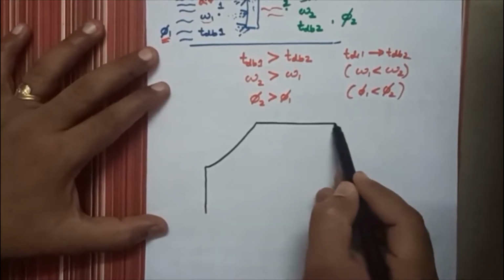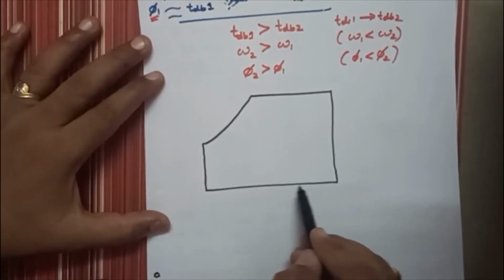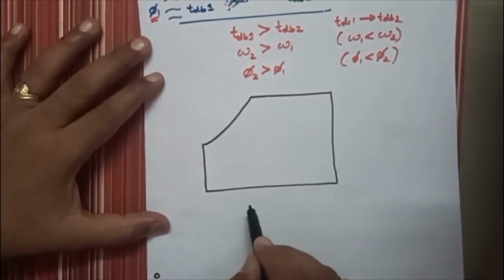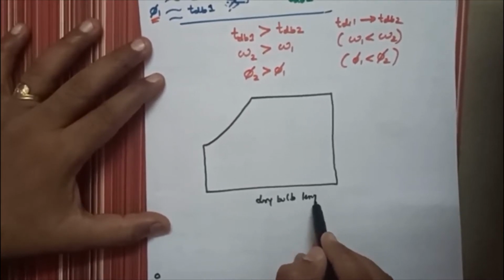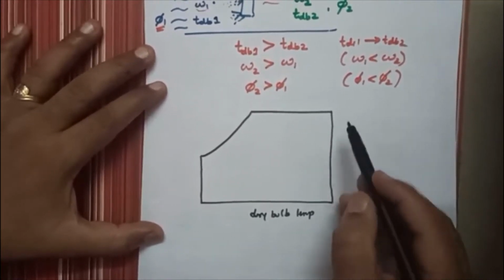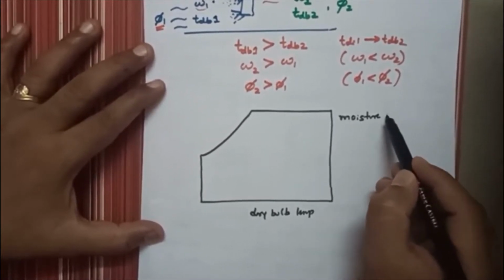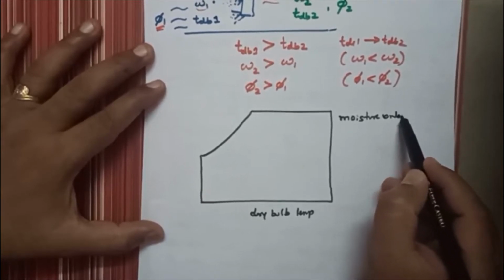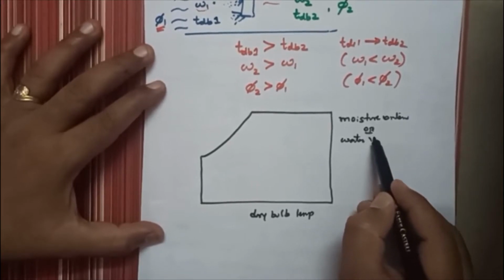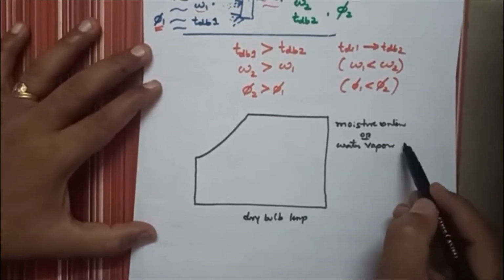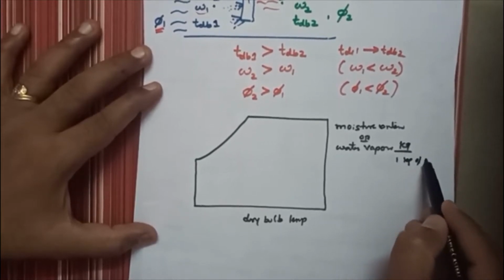This is the layout of the psychrometric chart. In this layout, the horizontal line, the x-axis, represents dry bulb temperature, and the vertical line indicates moisture content. Moisture content is also called water vapor: the amount of water vapor in kg per 1 kg of air.